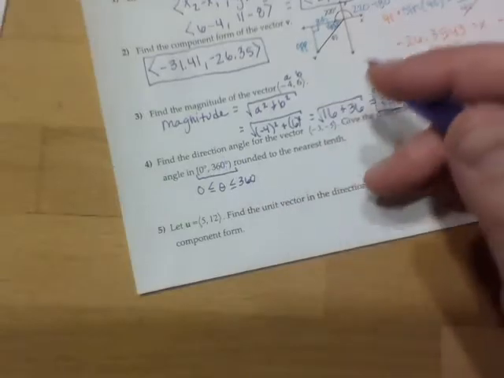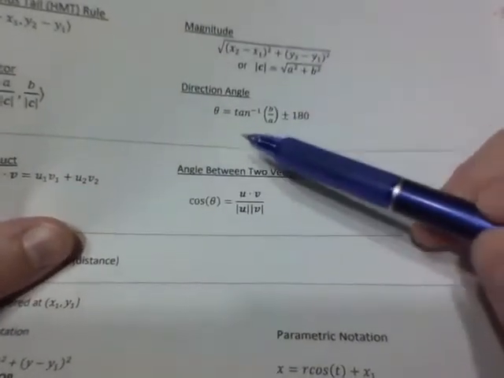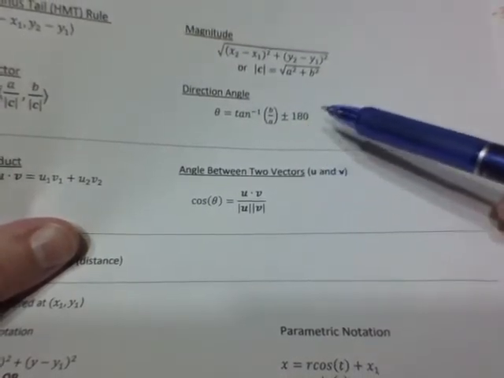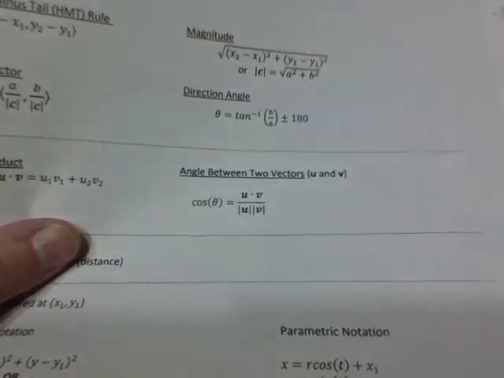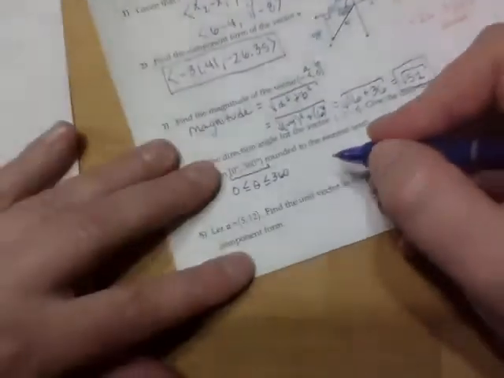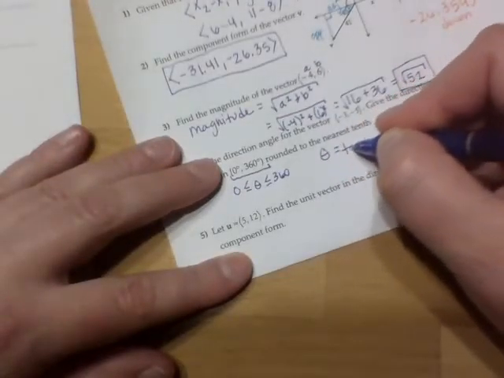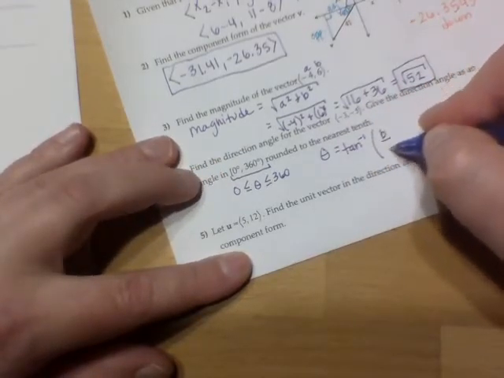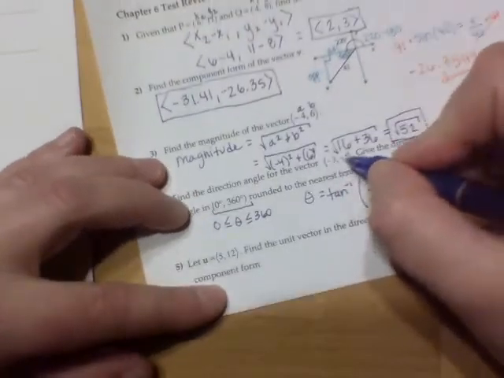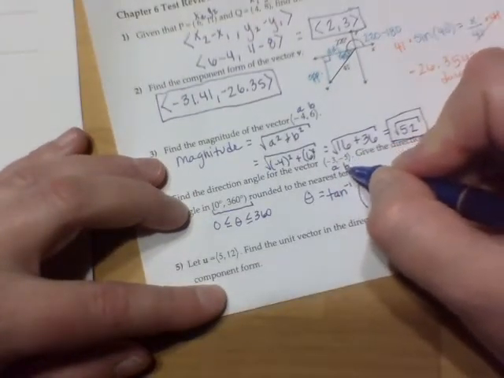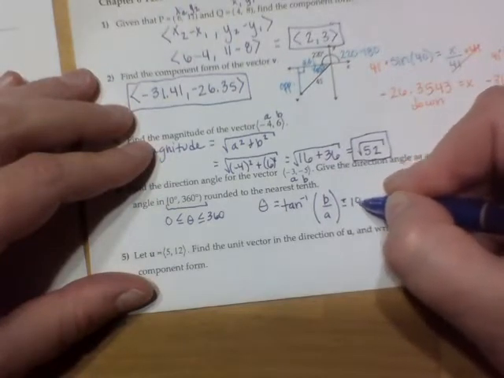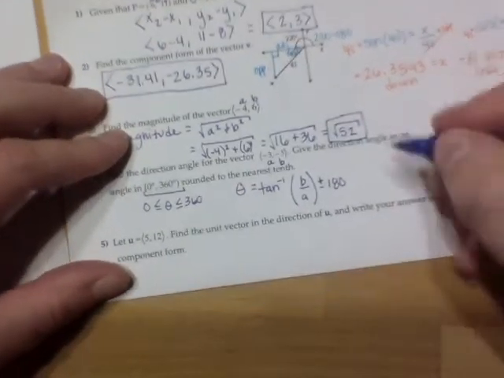So if we want to find the direction angle, that's where we have to take our direction angle formula, which says it's tangent inverse of B over A, and then depending on where you are on the circle, you might have to add or subtract 180. So theta is equal to tangent inverse of B over A. And looking at our coordinate here, A is first and then B. And we may or may not need to add or subtract 180 to put it in its right position.